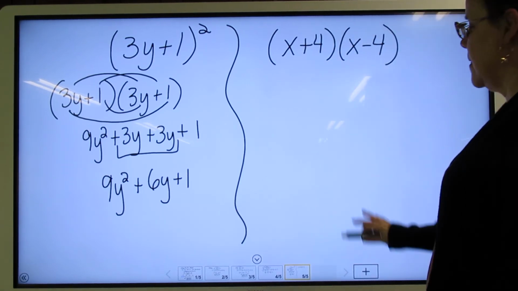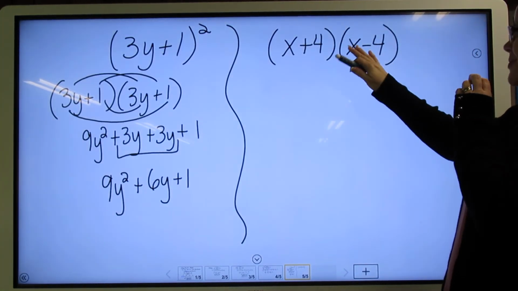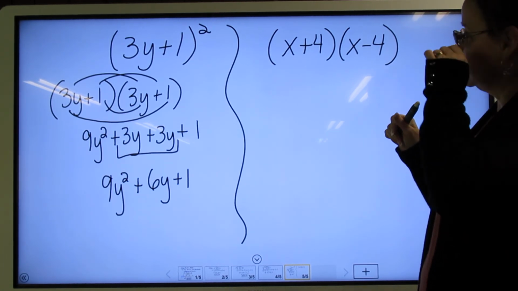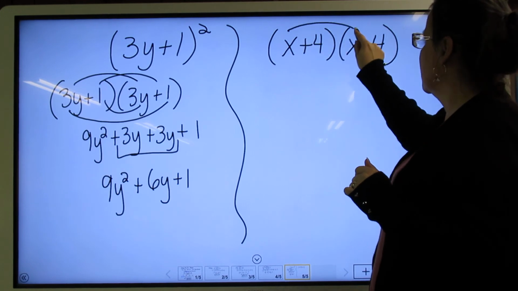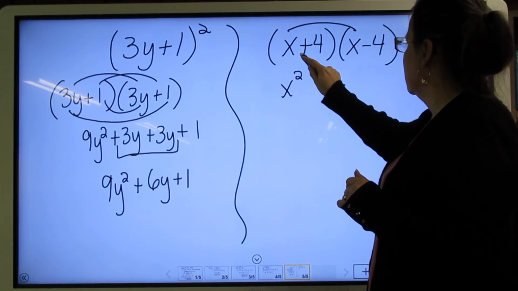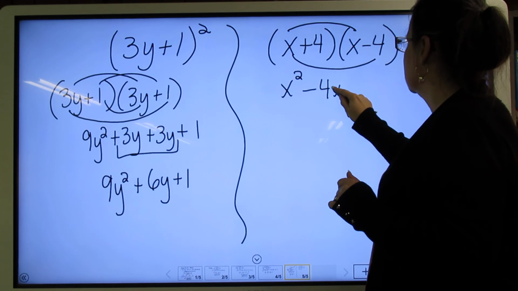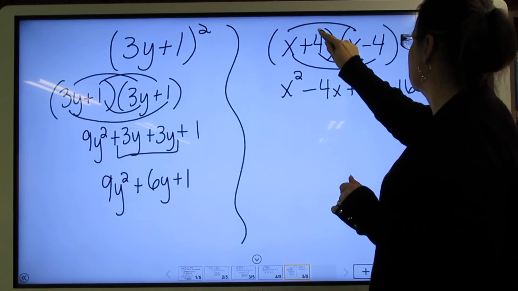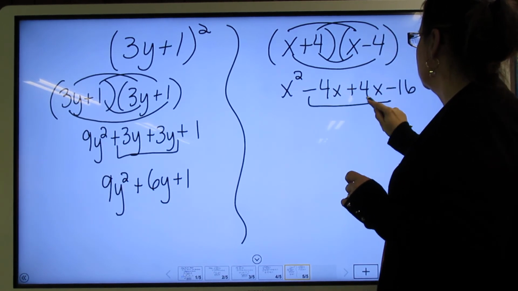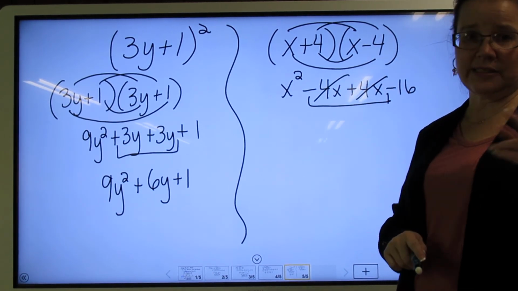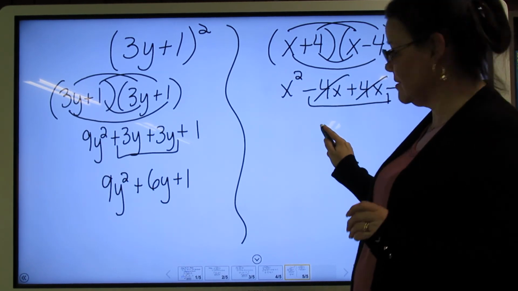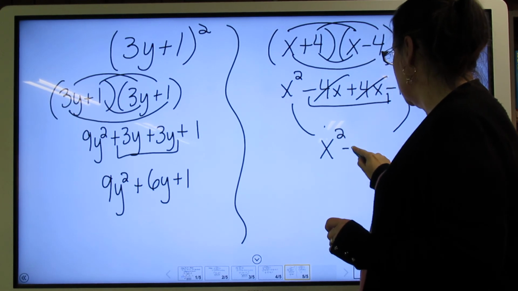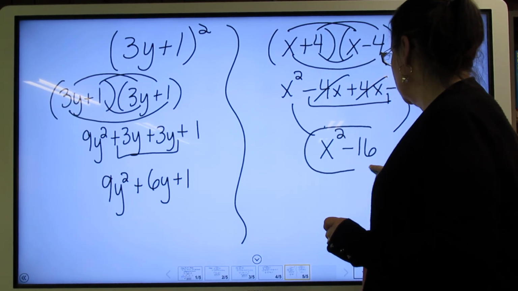Final answer. And then this one I put up because you're going to be eliminating the O and the I, and you're only going to have the first and the last for the answer. So we'll see how that looks. X times x is x squared. Then minus 4x plus 4x minus 16. And then these two kind of cancel out one another. 4x minus 4x is 0. You don't have to write the 0. You just bring down the first and the last, and you have x squared minus 16 as your final answer.